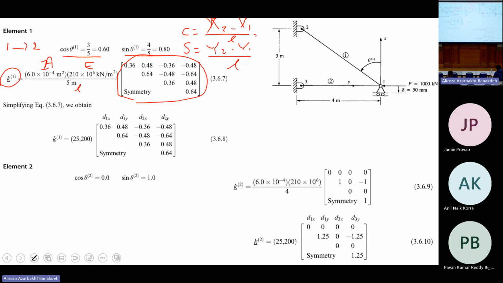What is x2? Where is x actually? X is here, y is here. So this is x, this is y. x for node 2 is 3 because x is vertical. It depends on you how you deal with your x and y, the coordinate system.